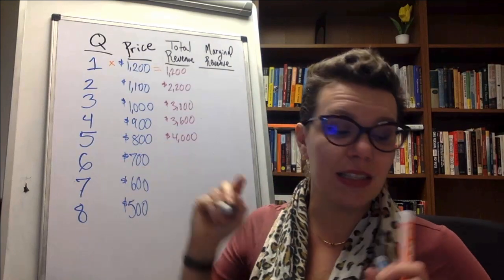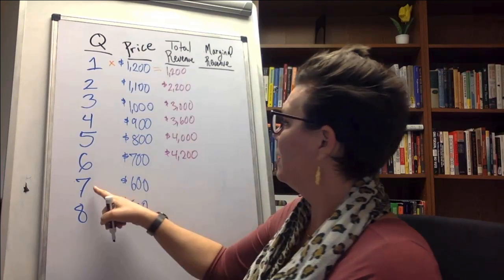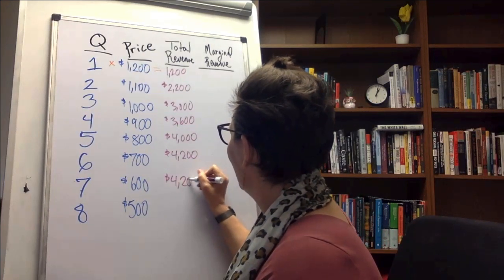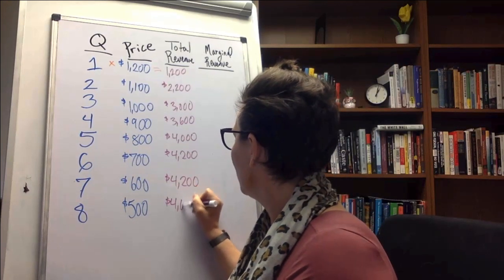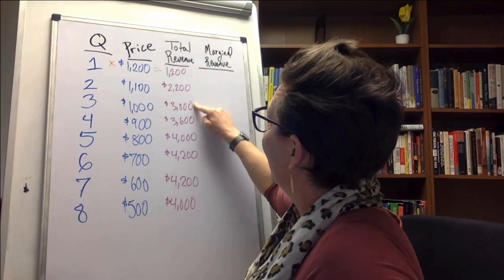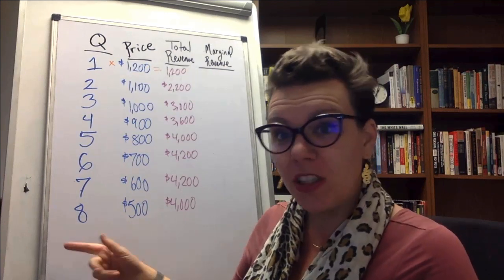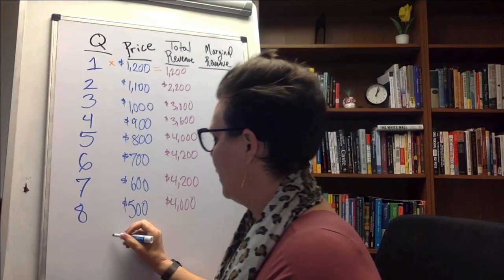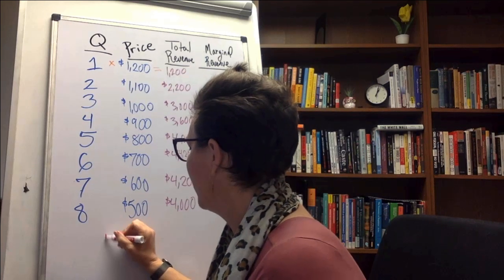And then 6 times $700 is going to give us $4,200. 7 times $600 is also going to be $4,200. And then finally, $500 times 8 units is going to give us $4,000. So one thing we can see already is total revenue goes up by a lot, then a little, then not at all, and then it starts to go down. The price is very low, even though they're selling more. So now we want to look at marginal revenue. Marginal revenue is going to be the change in total revenue divided by the change in quantity. So let's write that down here.